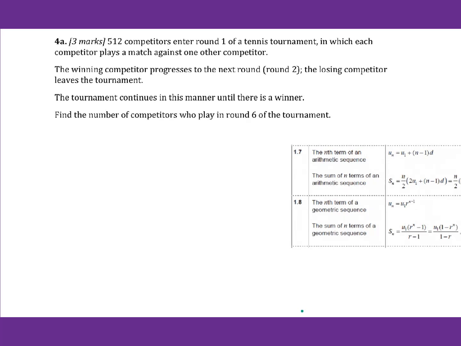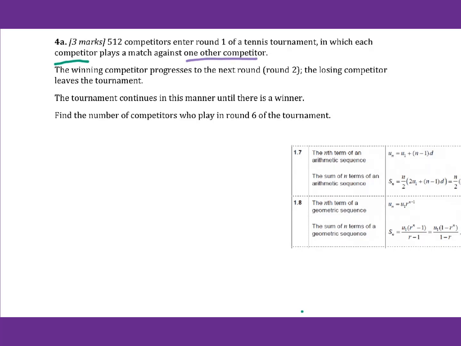Let's go to 4a. 512 competitors enter round 1 of a tennis tournament in which each competitor plays a match against one other competitor. The winning competitor progresses to the next round, round 2. The losing competitor leaves the tournament. The tournament continues in this manner until there is a winner. Find the number of competitors who play in round 2 of the tournament.